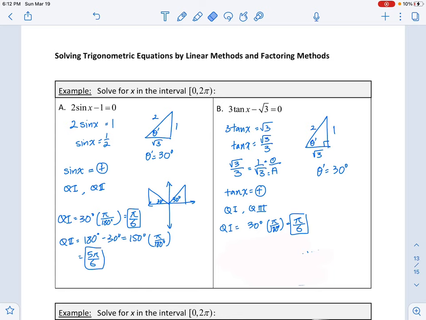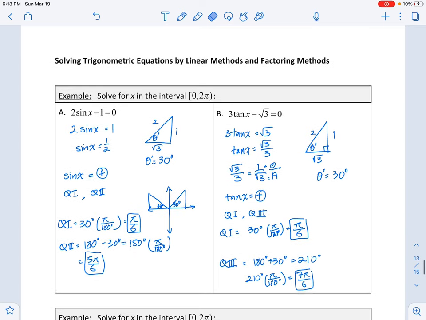And in quadrant 3, I know that I'm a little bit past 180. So I'm going to add 180 and my reference angle to get 210. In quadrant 3, I'm always adding 180 and the reference angle. And the radian version will be 7 pi over 6.